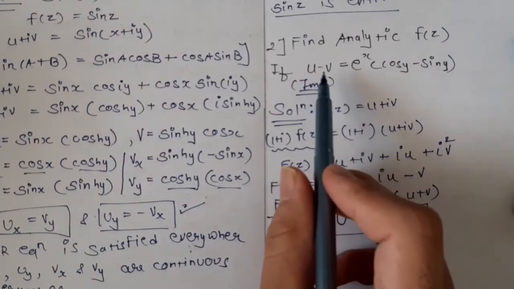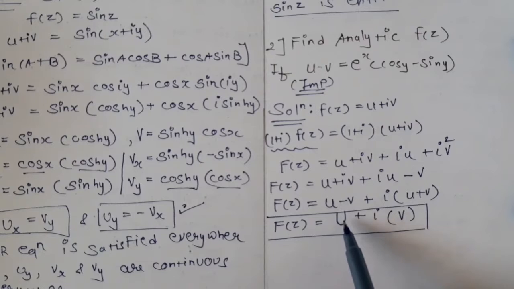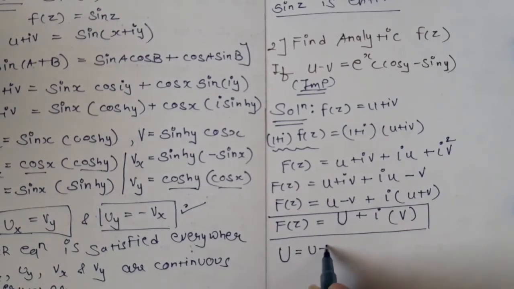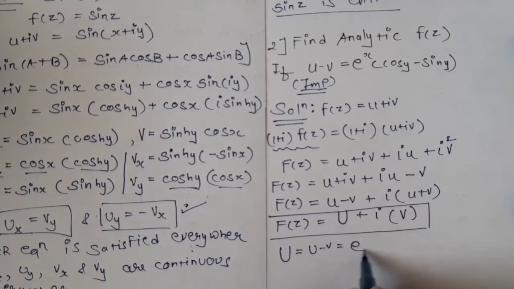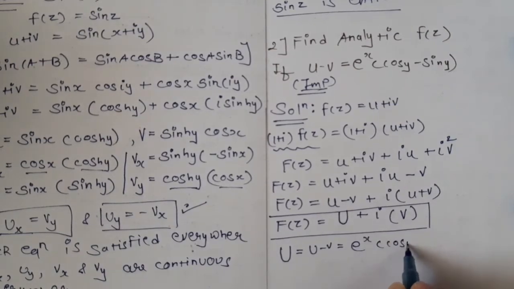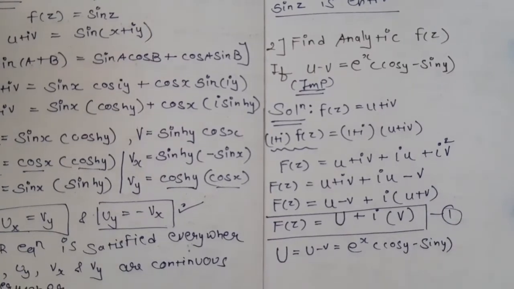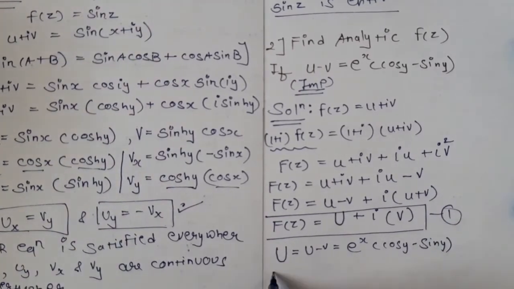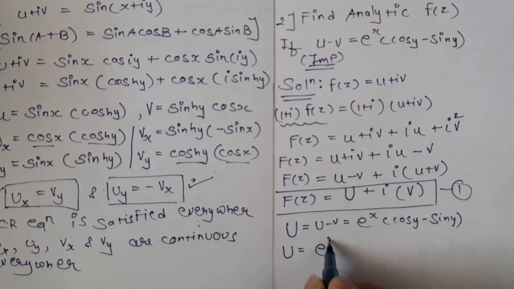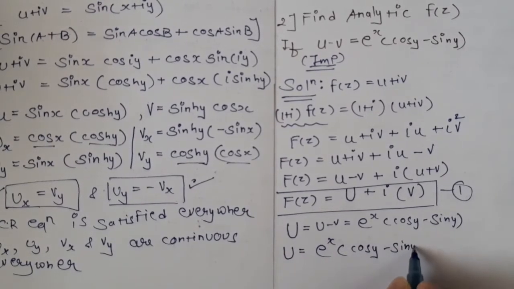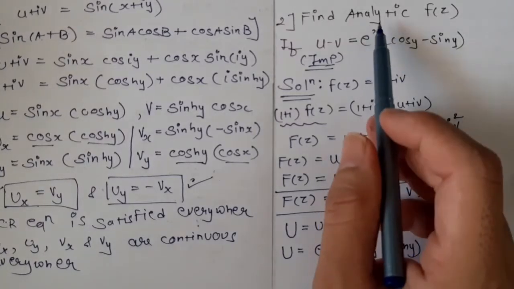So this equation we have derived. Now in our question we have u minus v. So what is u minus v? It is capital U. So capital U, which is equal to u minus v, which is equal to e raised to x into cos y minus sin y. Okay. This is equation 1. Now this capital U is equal to e raised to x into cos y minus sin y. So now we have to find the analytic function f of z.